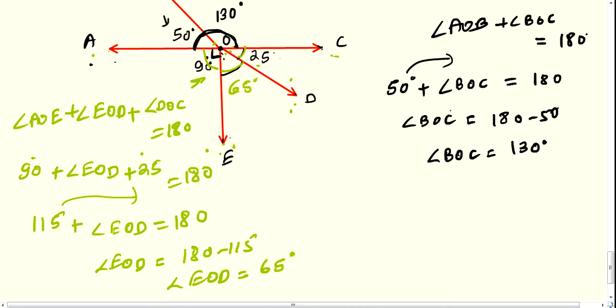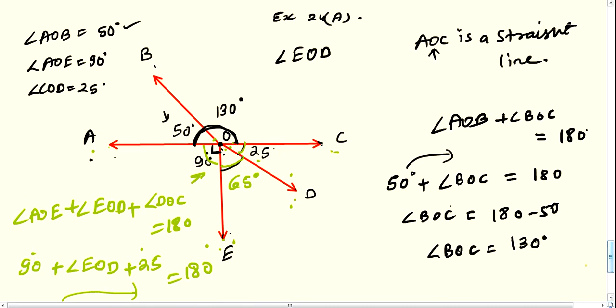So we got this angle as 65 degree. Clear? Then next angle that we have to find, obtuse angle BOD. As you can see, BOD, that means from B to this D we have to find. And this BOD has two angles, one is 130 and the second is 25.